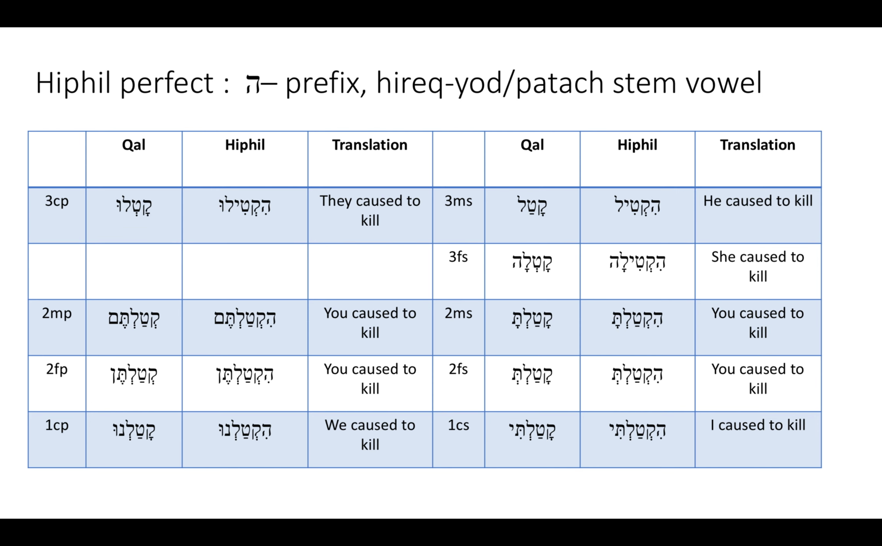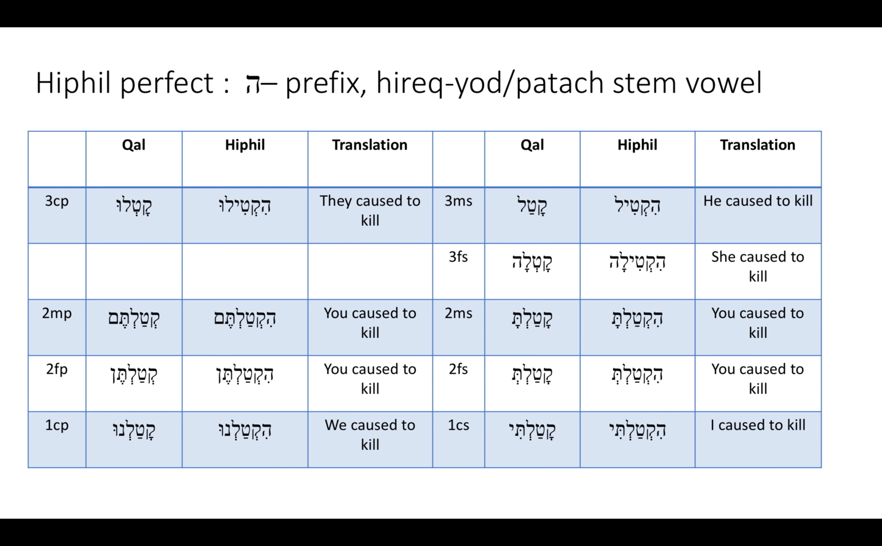So if we start on the top right there, Kal, third masculine singular, of course it's katal. In the Hiphil, this becomes hiktil. So we have the hey and hirek prefix there, and then the hirek yod stem vowel markers there, diagnosing this as a Hiphil form. Going down the line there, we just add the suffixes that are already familiar from Kal. So we have hiktila in the third feminine singular, hiktalta, second masculine singular, hiktalt, second feminine singular, and then hiktalti, first common singular.